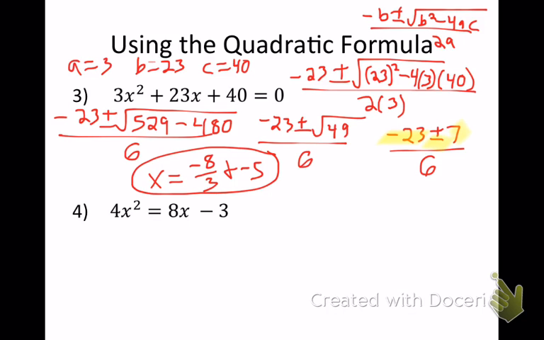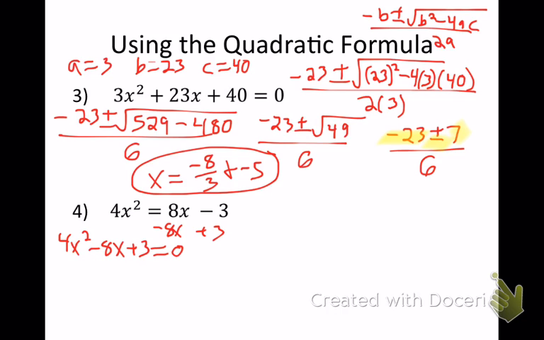Okay. Now, what's wrong with number 4 here? If you look at the problem, how's it set up? There's an equal sign, that's true. But what do we always want to set equal to? 0. I have 4x squared equals 8x minus 3, not equal to 0. So how would I change this to set equal to 0? I can move them over. Can I subtract 8x and add 3 to the other side? Yeah. So that gets me 4x squared minus 8x plus 3 equals 0.